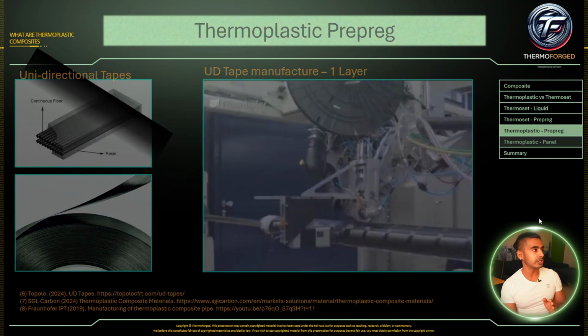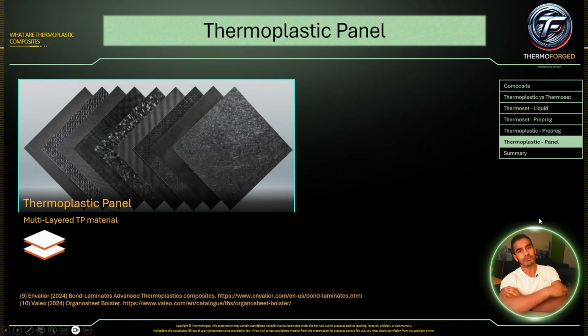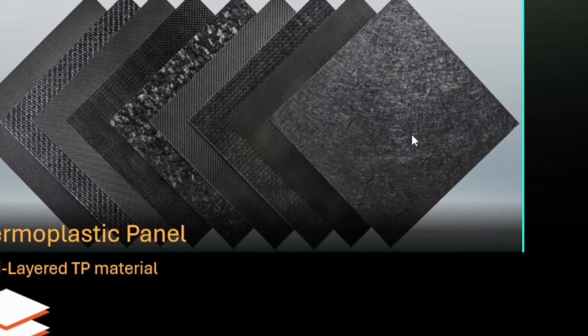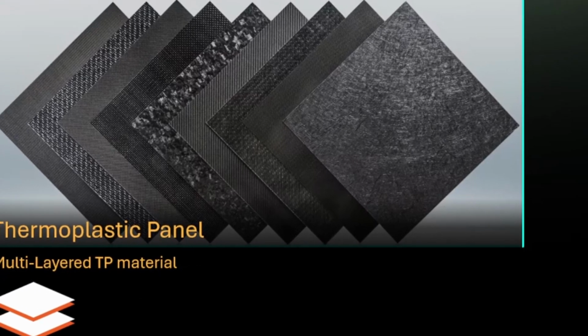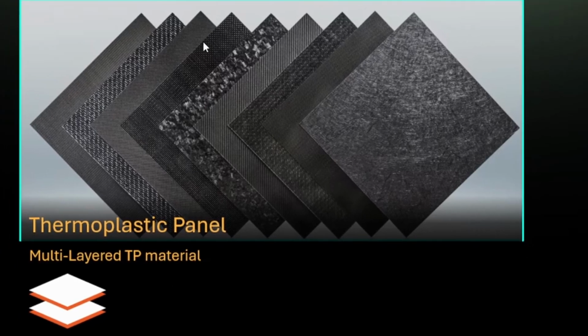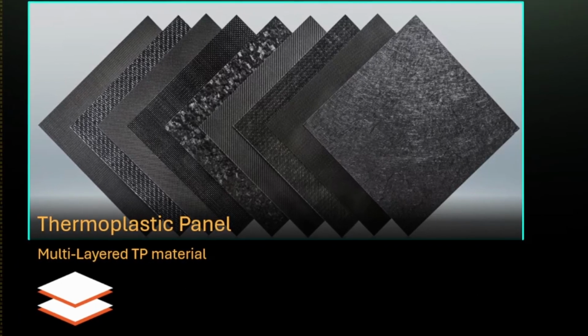Let's go on to another format of this material. If you take multiple layers of that thermoplastic prepreg, you can actually build a thermoplastic panel. And that's a really nice picture that you can see here from Envalia. Really, this material you can see to the right appears to be a recycled fiber material, but you also have different types of fabrics, discontinuous fibers and different types of fibers in here.